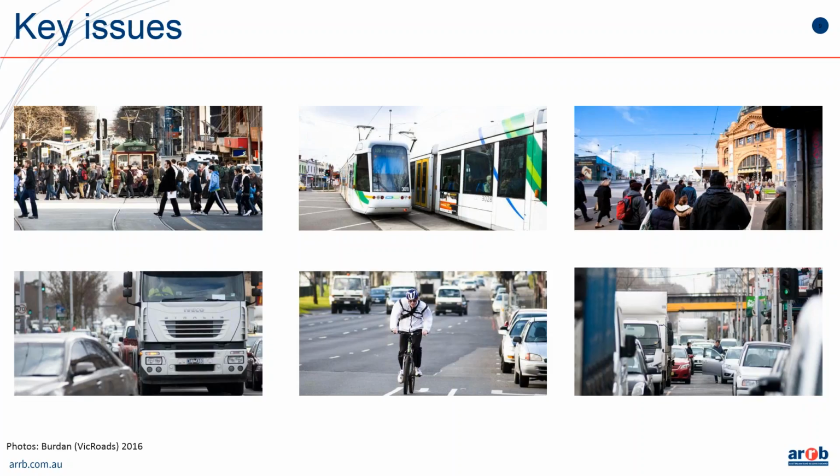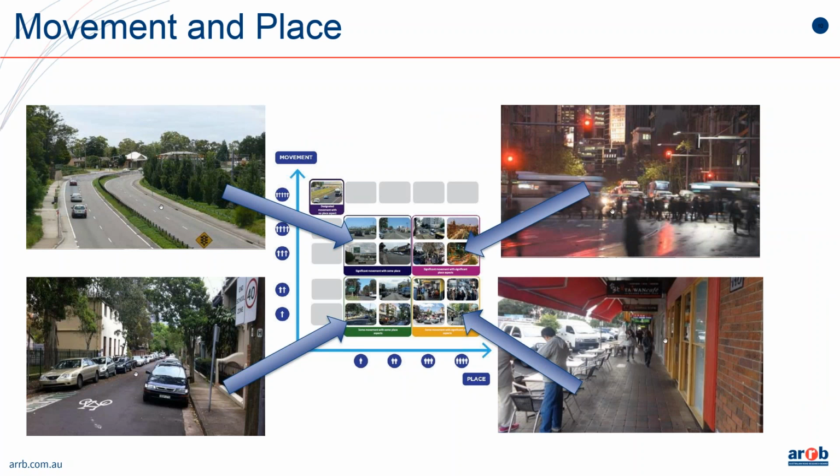So to be able to move forward, we need to set the rules. We need to have a framework such that consensus building and the responsiveness of the treatments that we apply become much more effective. One of the cornerstones of this framework is the movement and place framework. It's a very simple concept, yet a very powerful one.